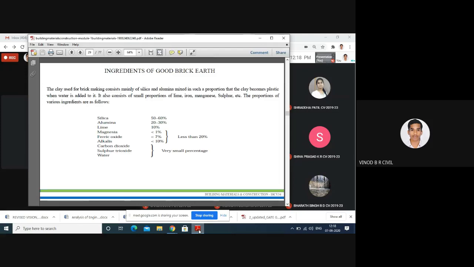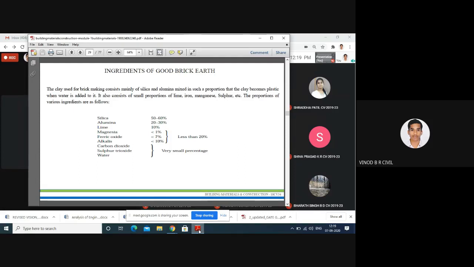And the next one is ingredients of good brick. What are the ingredients you have to use for the manufacturing of good brick? First one is silica, alumina, manganese, ferric oxide, alkalies, carbon dioxide, sulfur dioxide, water. These are all the ingredients for the manufacturing of good brick.